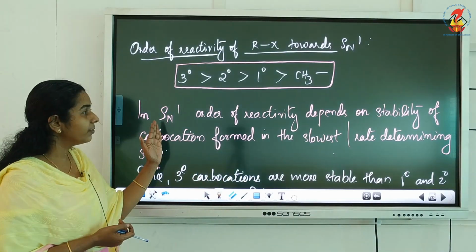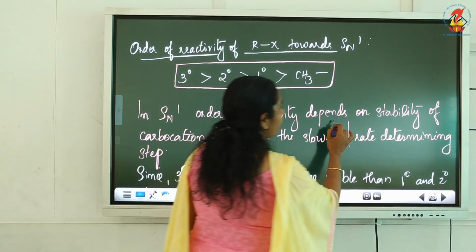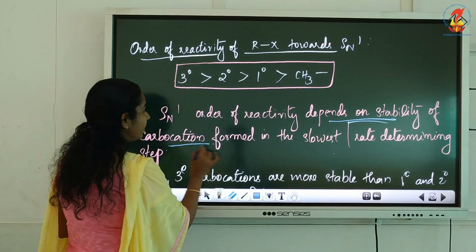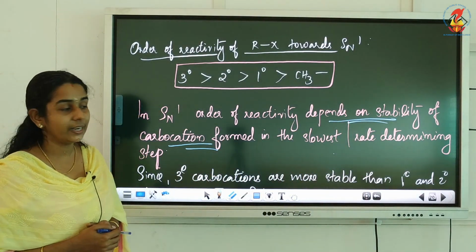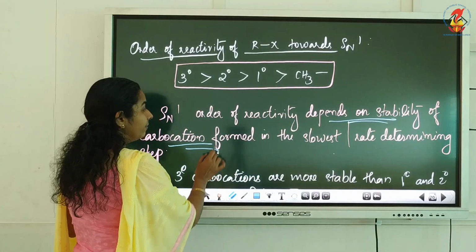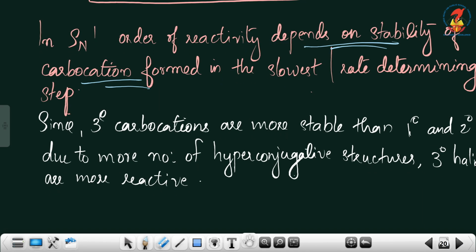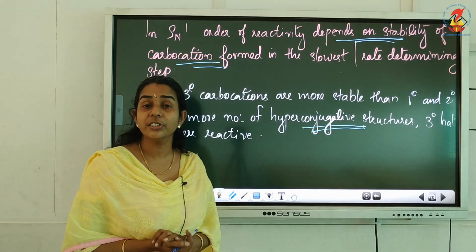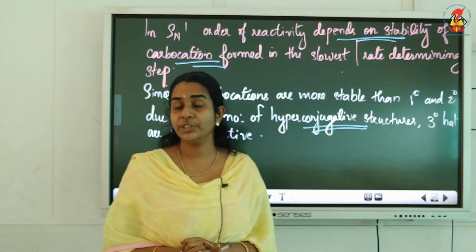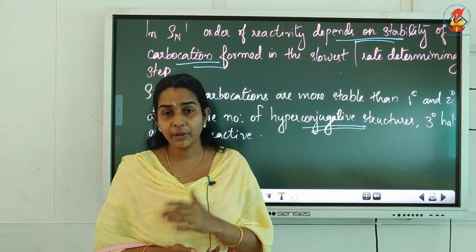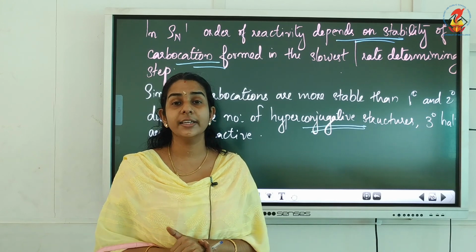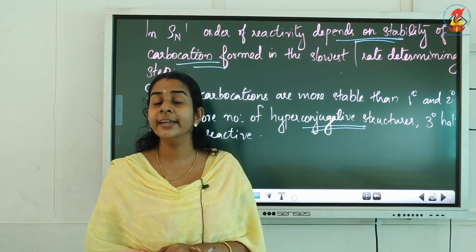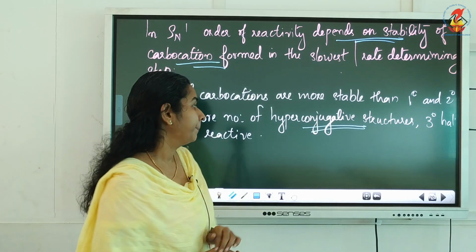So in SN1 the order of reactivity depends on the stability of the carbocation formed in the slowest or the rate determining step. Now we know that tertiary carbocations are more stable than primary and secondary due to more number of hyperconjugated structures. So since tertiary carbocations are more stable due to hyperconjugation, tertiary halides are more reactive towards SN1.